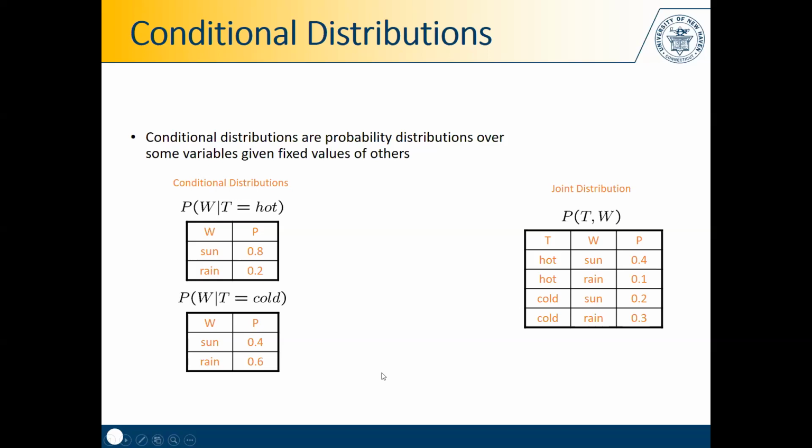Now, these two together define the conditional probability distribution of W conditioned over T.